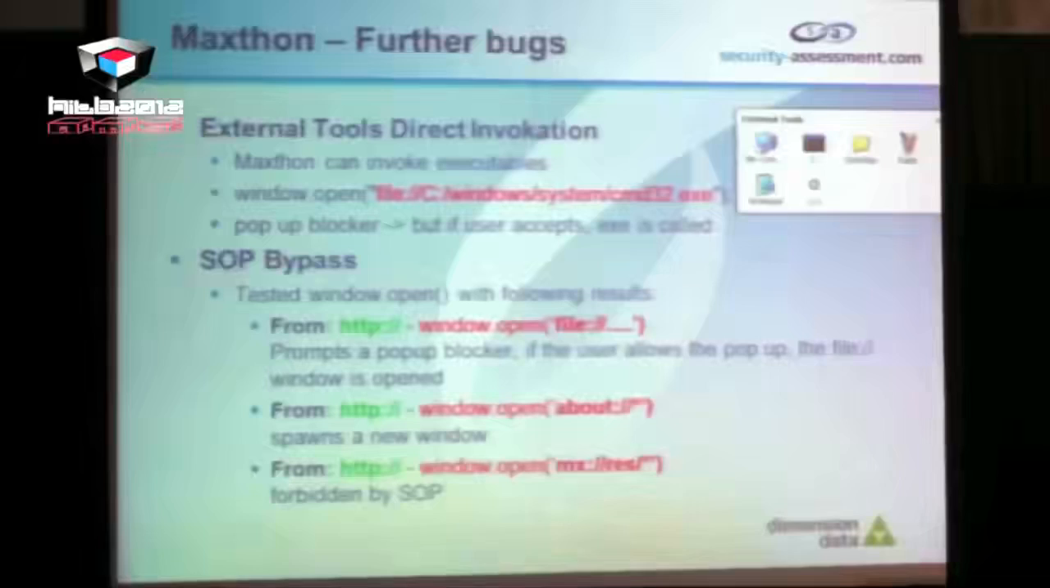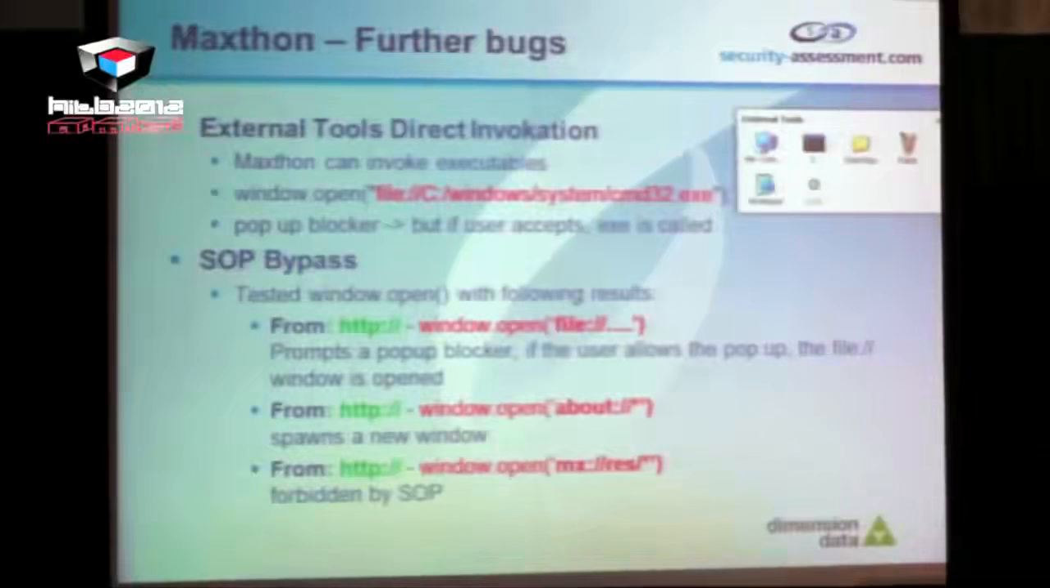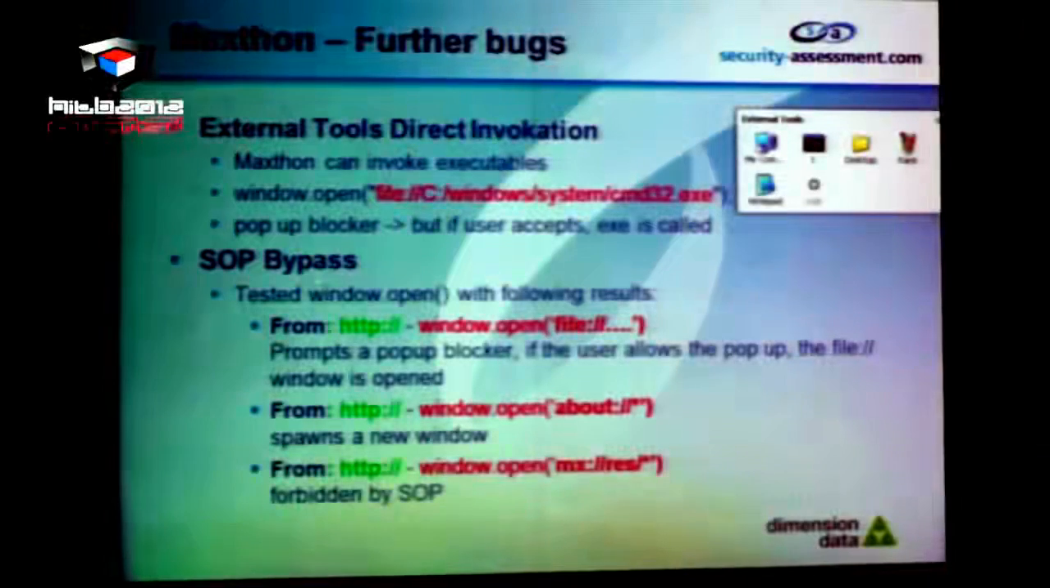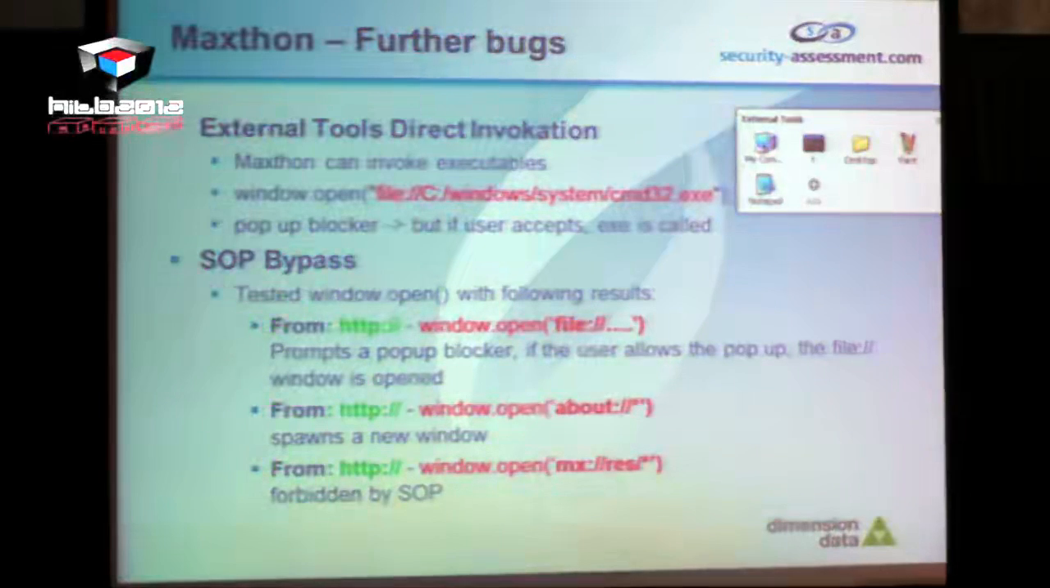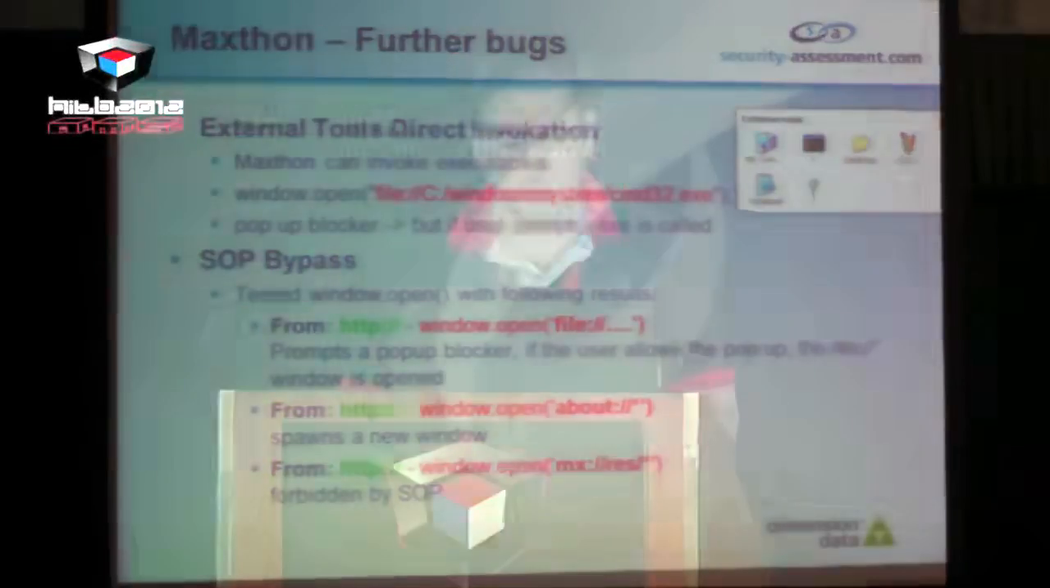And then you have other bugs. Maxthon allows people to launch other executables from the browser, so it's kind of a feature for them. So if you do window.open cmd32.exe, if the pop-up is not blocked, cmd would be called. And then you have a same origin policy bypass: from window.open, you can directly call file. So chaining these bugs all together gives me all of these bugs.